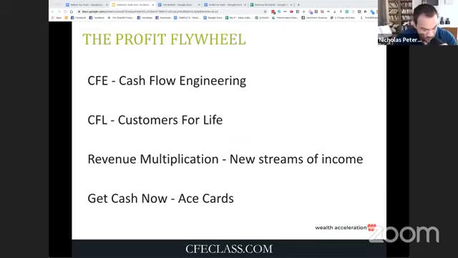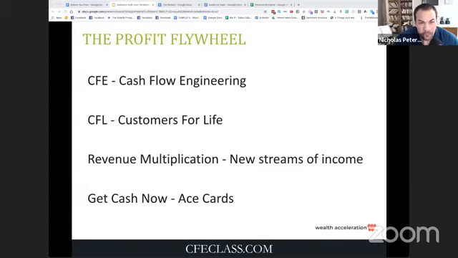If you were here on Friday, you'll be familiar with what the profit flywheel consists of, which is 2 of Dan's methodologies and 2 of mine that we've put together to create, again, a flywheel. It should be a wealth acceleration flywheel that gets you closer and closer to the things that matter.